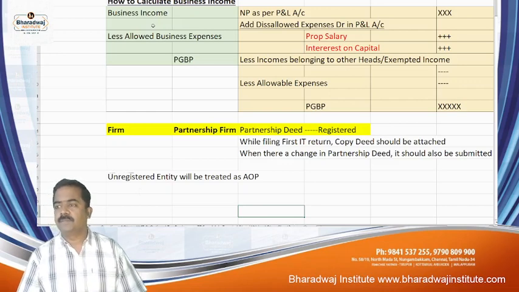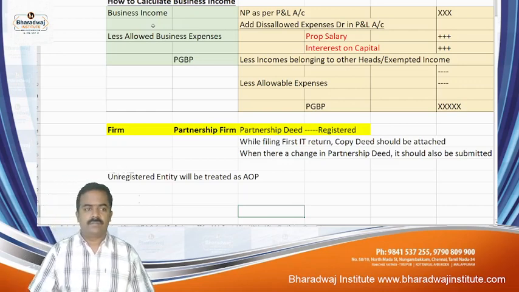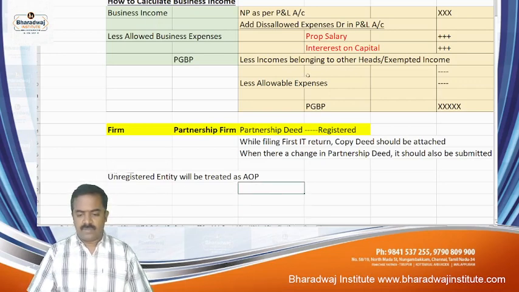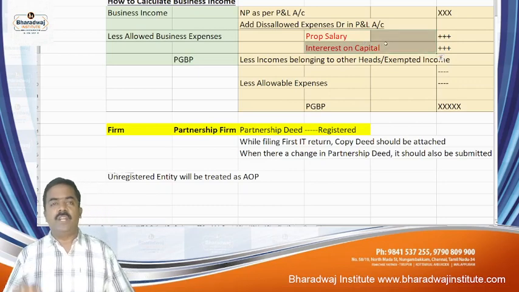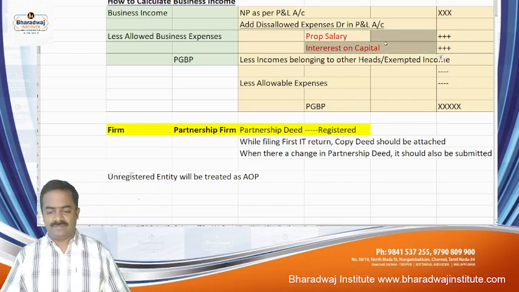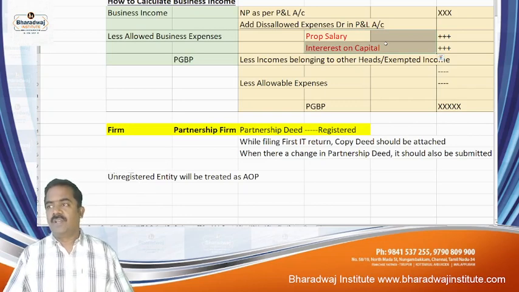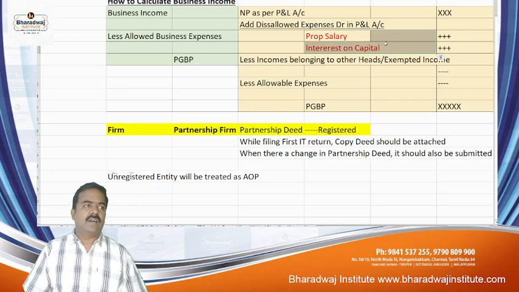Shall we proceed? There are two things which I marked specifically. For an individual, what is not allowed? Proprietor salary is not allowed. Then which one is not allowed? Interest on capital is not allowed. Okay. Apart from other disallowed items.